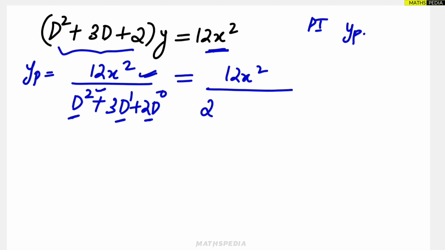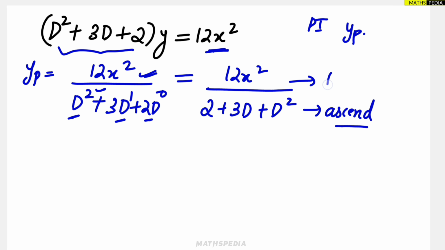So 2 should come first, then 3d, then d square. Now it is in ascending order, right? Small to big. So for the denominator, remember, ascending order, and for the numerator, descending order. In the numerator there is no need to consider anything because only one element is there. So that's why we didn't consider anything. Directly that only we have to take.